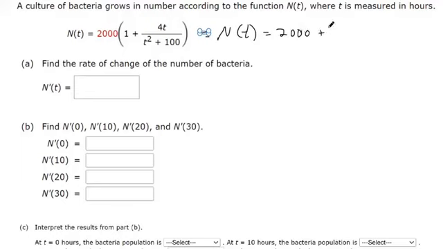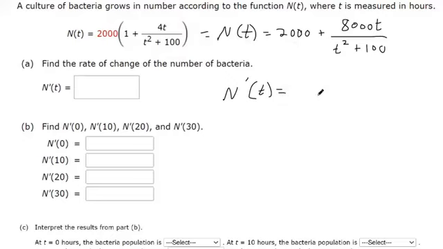So 2,000 times 1 is 2,000. 2,000 times this stuff, it's 8,000 t over t squared plus 100. Now when I take a derivative, because I have two separate terms, it makes taking the derivative easier because you can take a derivative of each individual term. The derivative of 2,000 is just 0. It's a constant, so we can forget about it.